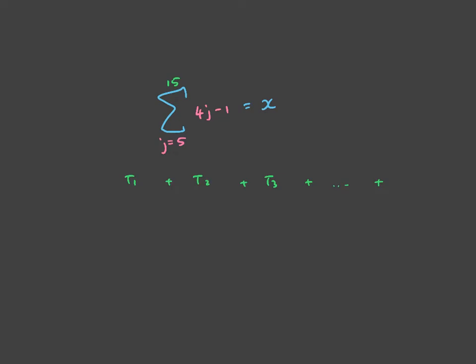Okay, so for the first 3 terms, what would you substitute into j? So for the first term, you write down the general term, 4j minus 1. And what goes into j? Well, the bottom counter, it starts at 5. So it's 4 times 5, minus 1. 4 times 5 is 20, and 20 minus 1 is equal to, yes, well done, 19.